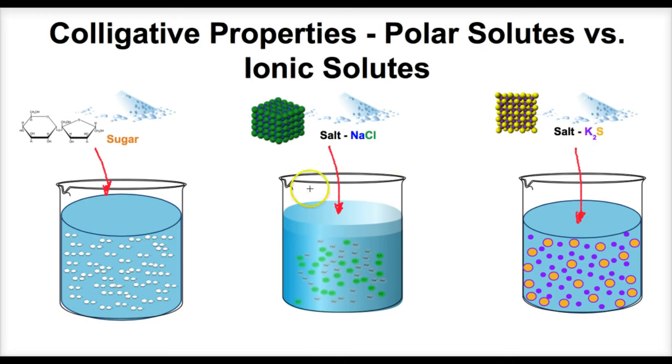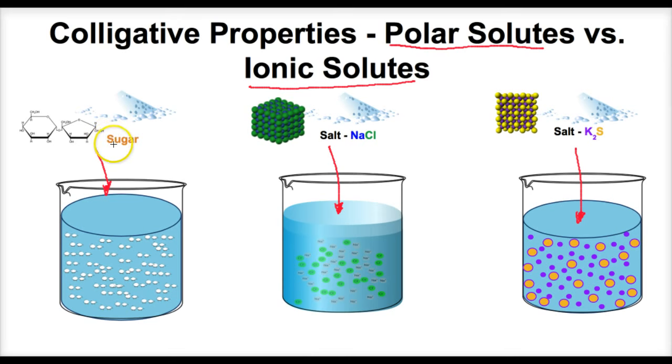Okay? And the question that I want to ask is, which one of these will have the greatest difference in boiling point, and which one of these will have the greatest difference in freezing point? Well, to answer that question, what we first need to look at is whether or not the substance is polar or ionic. That plays a big role in answering this question.